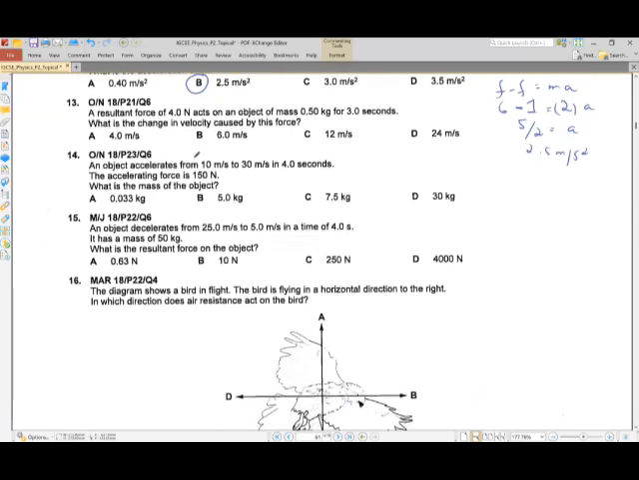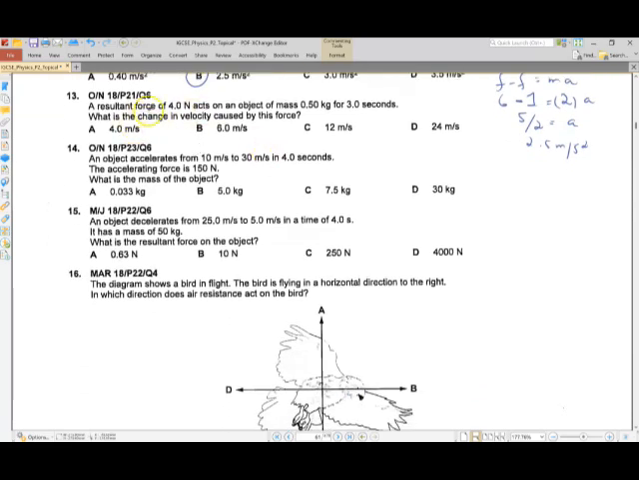Okay. Question number 13. A resultant force of 4 newtons acts on an object of mass 0.50 kgs for 3 seconds. What is the change in velocity caused by this force? Okay. Now, this is our force. This is our mass. This is our time. So, what is the change in the velocity caused by this force?